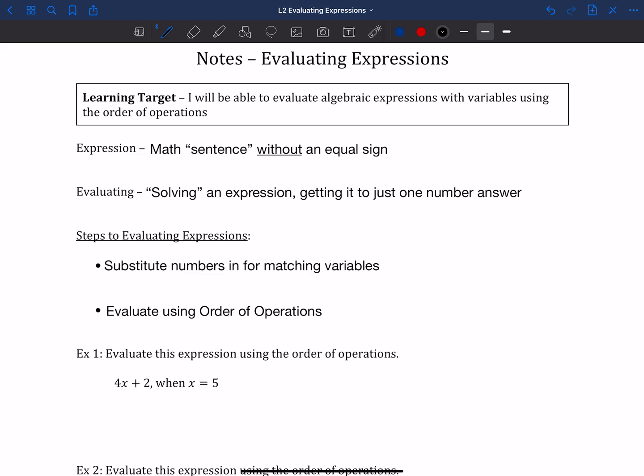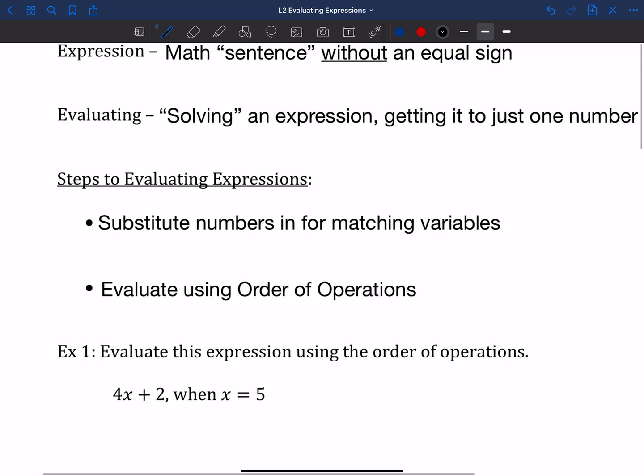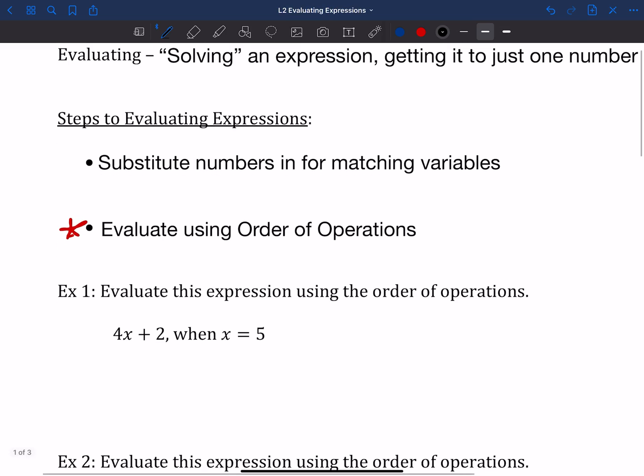When we're evaluating expressions in the full sense, that means that we're going to start off by substituting numbers in for the matching variables and then using order of operations. So this we've already done. The only new thing is that step where we're plugging numbers in. So let's take a look.